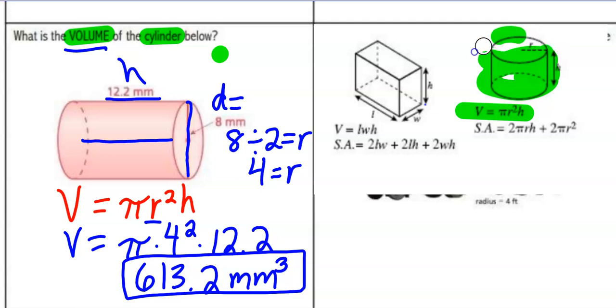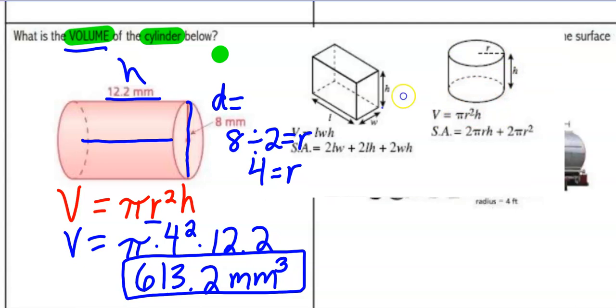Now I'm going to move my formula sheet so we can look at the next problem.